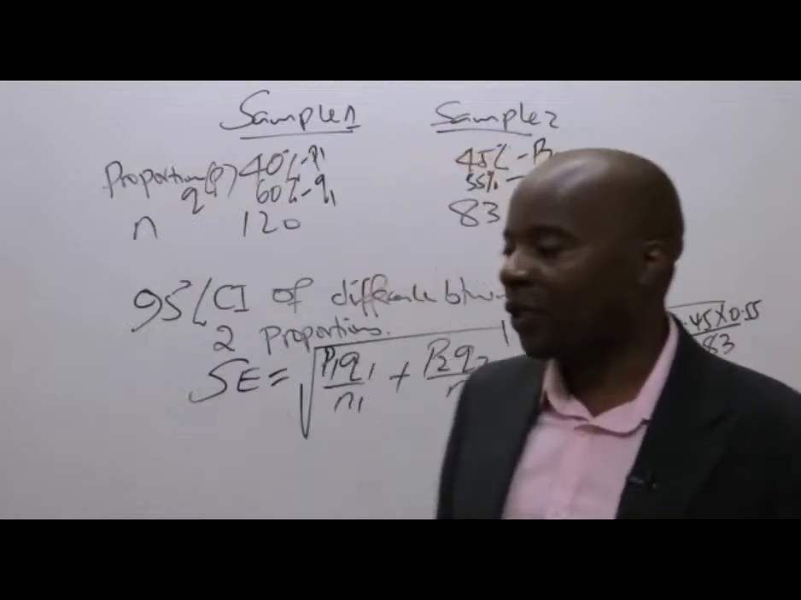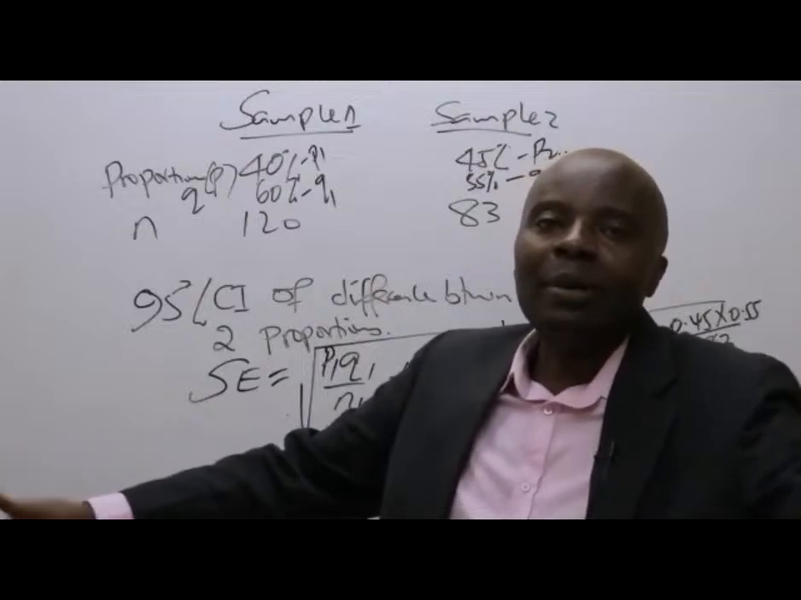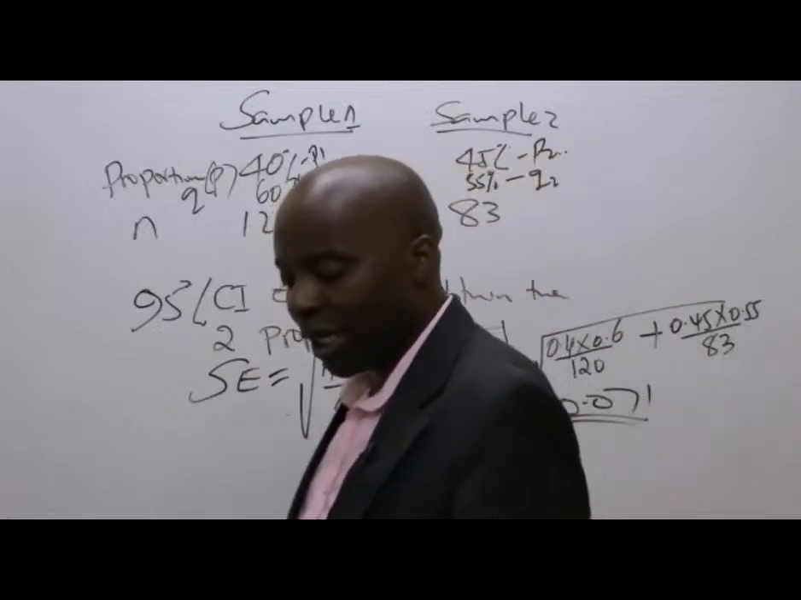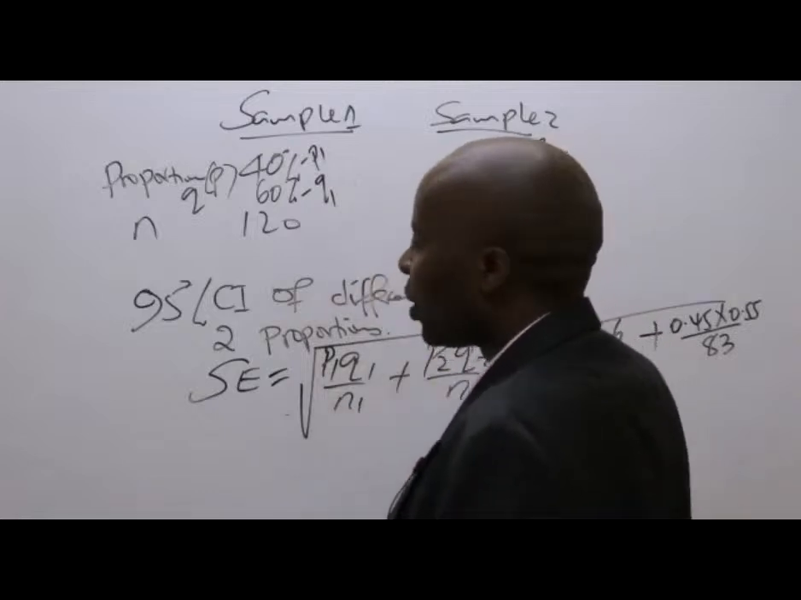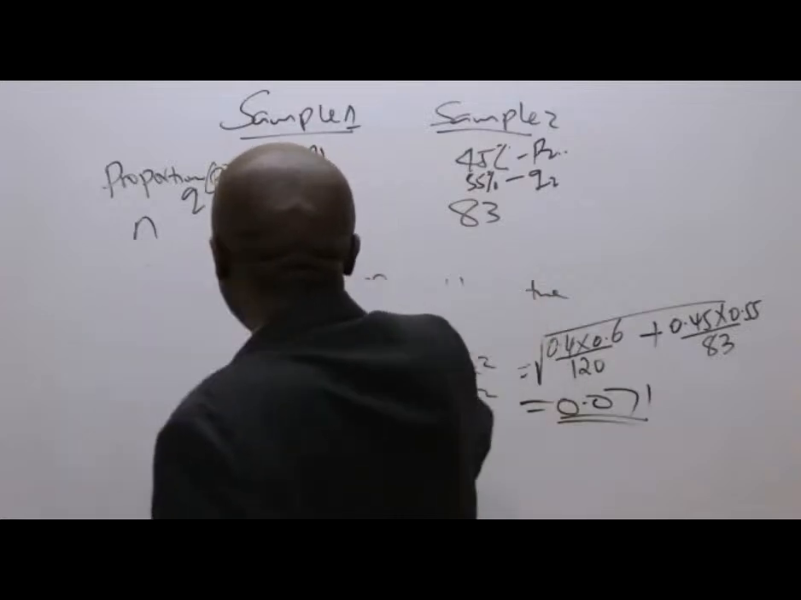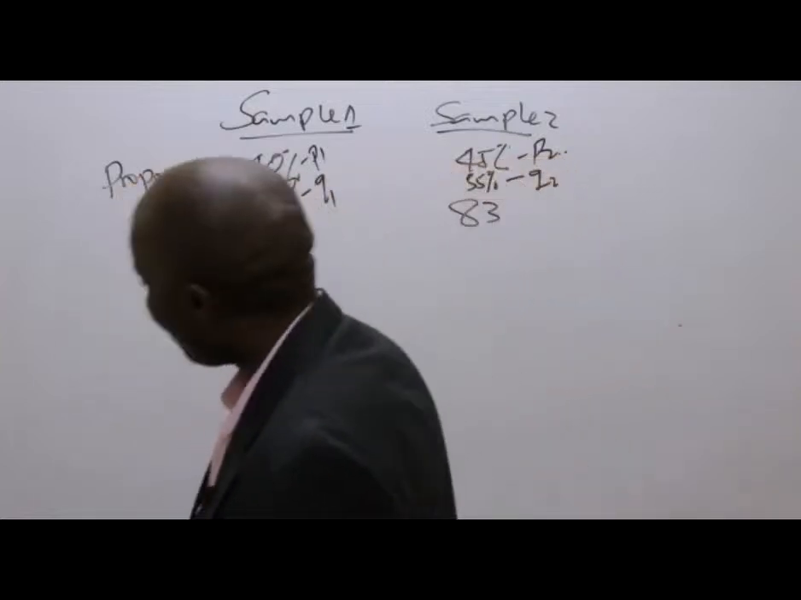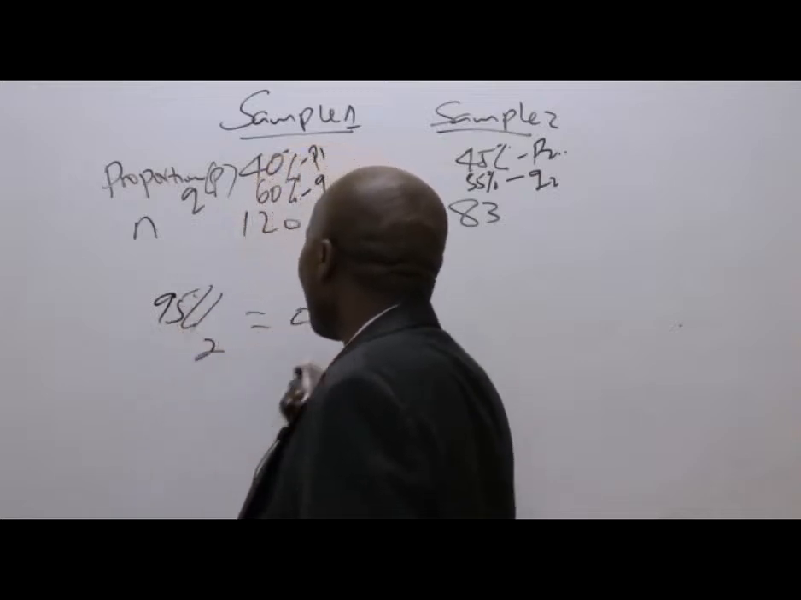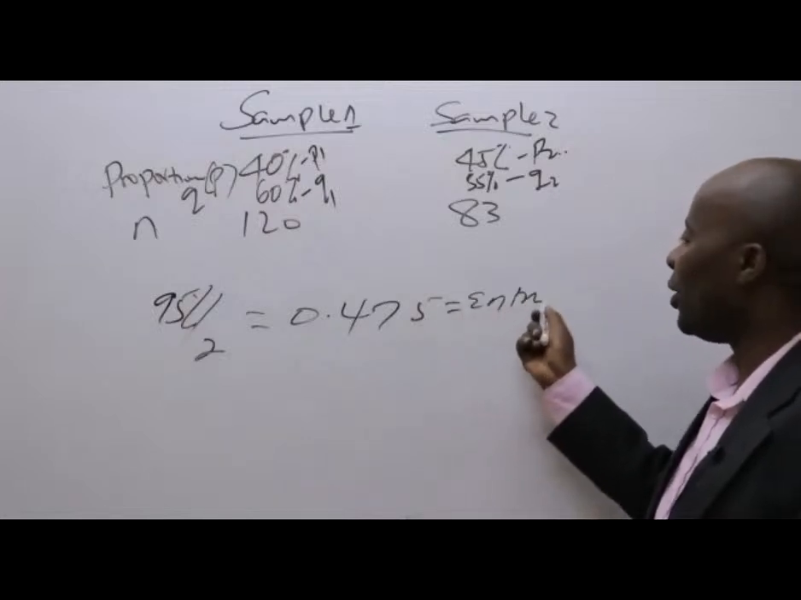And once I have the standard error, ladies and gentlemen, the next thing will be about the entry and the Z-score. So how do I get the entry? I know that this is Z, because I can see how big my samples are. So being Z, what I need to do is to divide this 95% into 2. When we divide 95% into 2, this will give us 0.475. And for sure, this is what we call the entry.